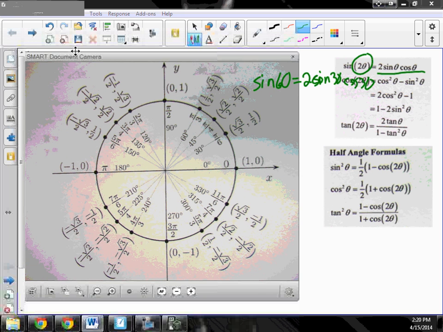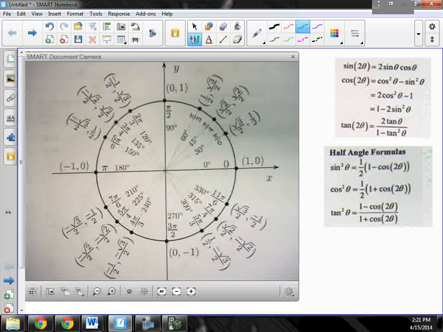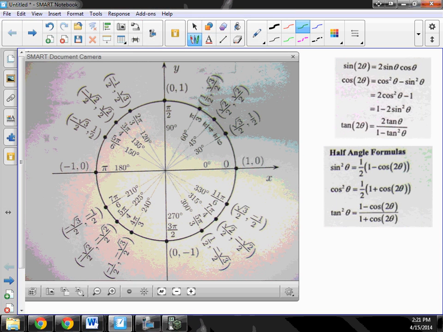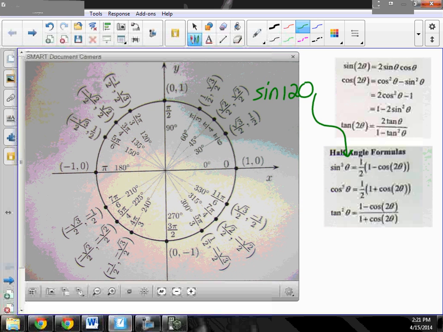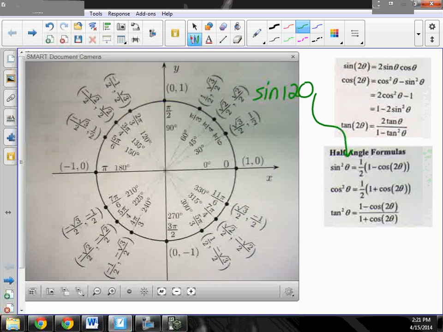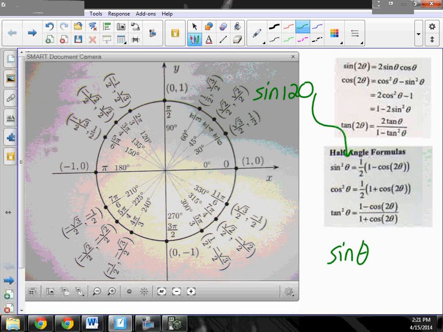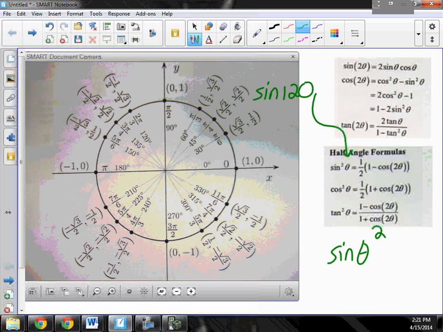A half angle means the angle you're looking for is half an angle that you already know. So if I were to do the sine of 120, and I were to plug that in here, it says sine squared of theta. Now that's a weird way to do it, sine squared of theta, instead of sine of theta squared. This is confusing because you're unsure, do I square the angle or do I square the ratio that comes out of the angle?